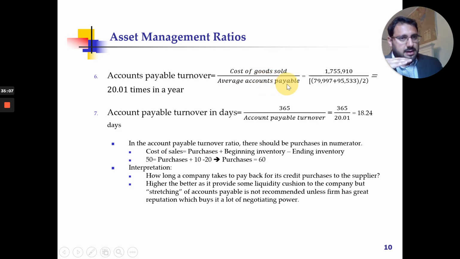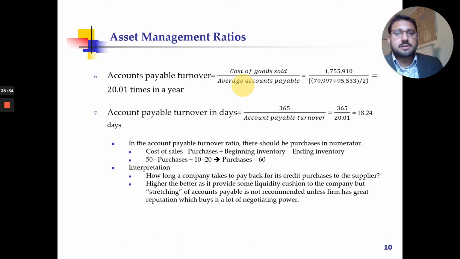So whatever is the current level of the payable, this is what the company has to pay, because they receive some raw material on credit terms from their supplier, so they have to pay back to the supplier later on. And so the current level of the average accounts payable, and again, why I'm taking the average, for the same reason, we have to account for the seasonality.